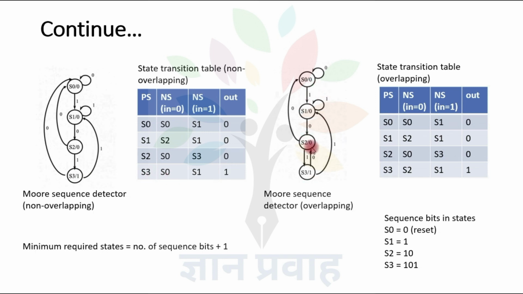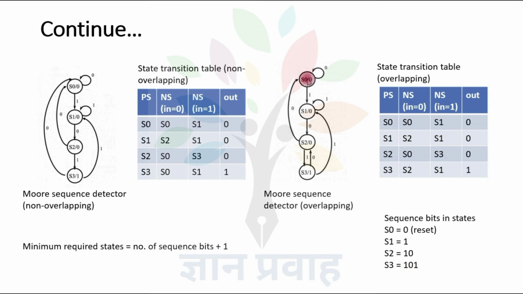This state diagram shows Moore sequence detection for the overlapping case. In this case also there are 4 states: S0, S1, S2 and S3. S0 simply represents the reset state or initial state. One is stored in S1. At state S2, it is representing 10. At state S3, sequence 1, 0 and 1 is presented, so this state is simply showing the 1, 0, 1 state.